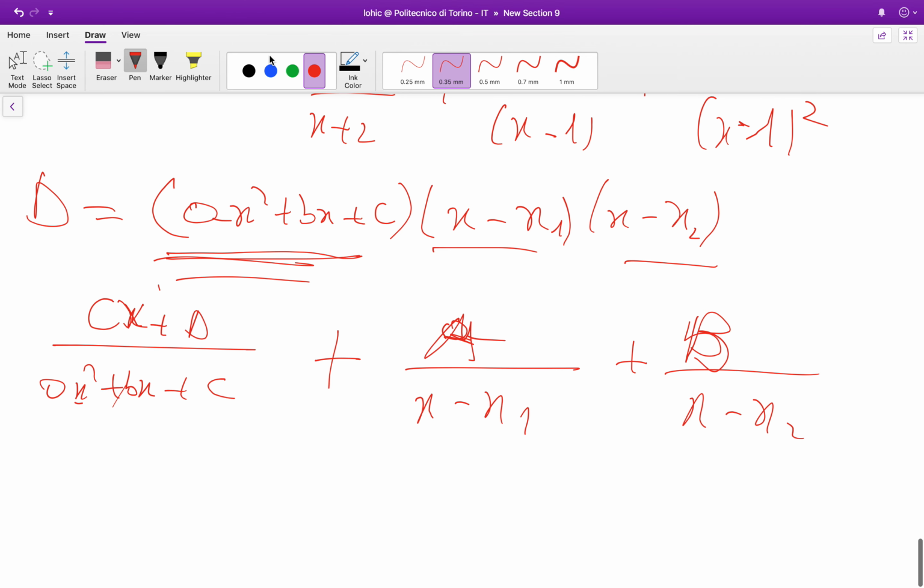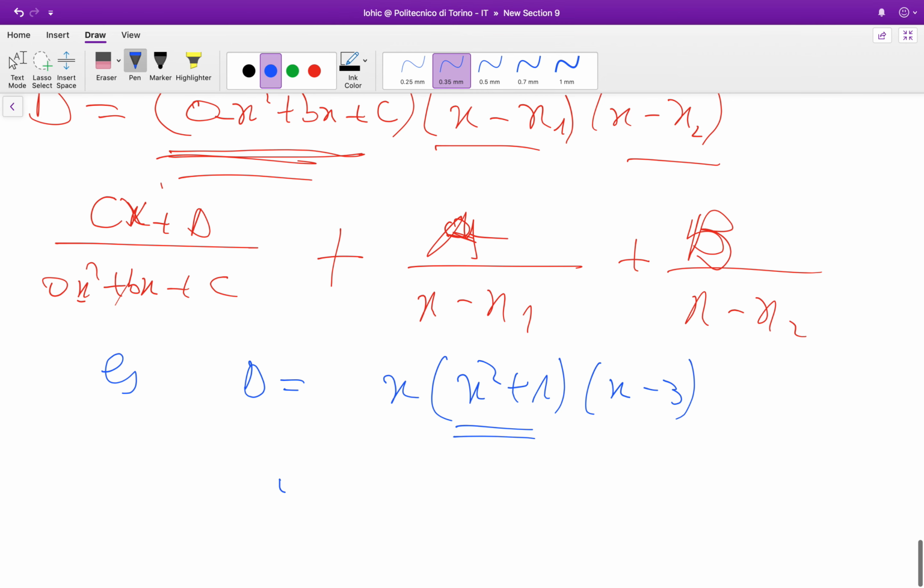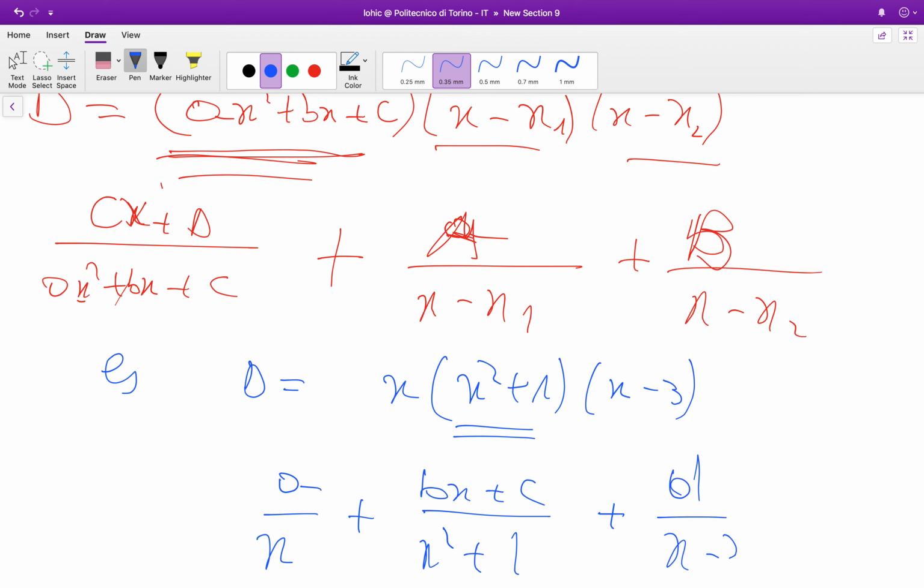So an example for this could be, suppose your denominator gives you x multiplied by (x squared + 1) multiplied by (x - 3). You see, this x squared plus 1, you cannot factorize it more. Is that clear? So it will be a divided by x, plus (bx + c) divided by (x squared + 1), and then plus d divided by (x - 3).